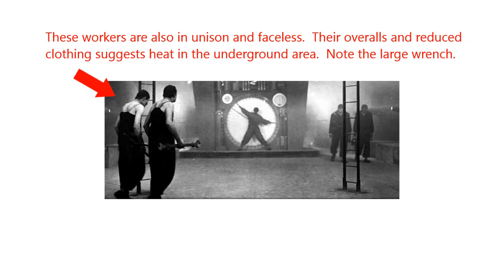This brings us to the workers on the left. Again, they've got their faces away from us, so again they are faceless. They are walking in unison, so again part of that organic mass. But notice their overalls. They're not wearing a shirt. It's showing that they've got reduced clothing, which is suggestive of the heat in the underground area. Also, note the size of the large wrench and the tools that they're carrying. It's an indication that what they're working on is bigger than what we would ordinarily envisage. You could also question whether these could actually be used as weapons as well.